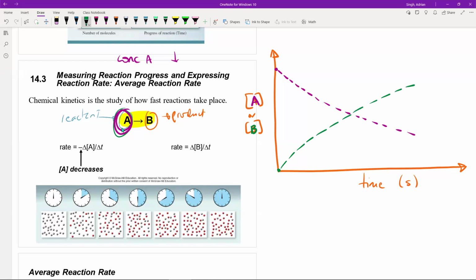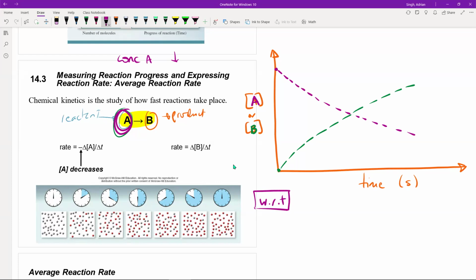So the way that we can represent that process, from the frame of reference of either the reactant or the product, is by writing a relationship between the rate or the speed and the concentrations of the reactant or the product, with respect to the change in time for that change to happen in the concentration of A or B. So WRT is my abbreviation for with respect to.